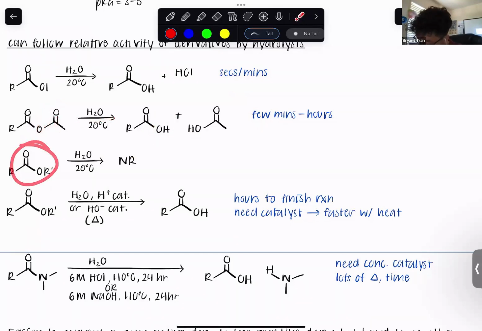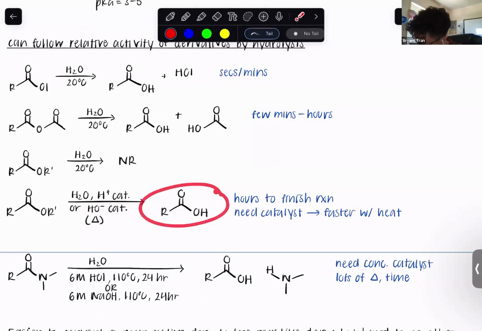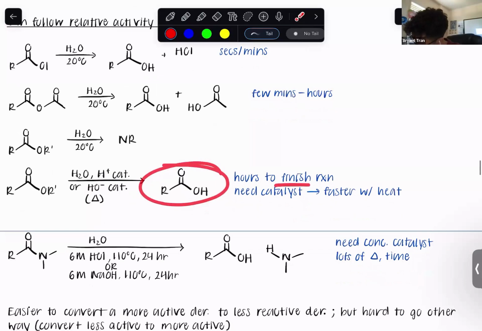Now, with the ester, if we're just given water with no acid, no heat, and no base as well, there's going to be no reaction because the ester requires acid or base catalyst or heat to go through. Now, for the next one right here, we have an ester with an acid or base catalyst. So we can do hydrolysis to get that carboxylic acid right there, right? But it takes hours to finish the reaction because this is one of the lesser reactive derivatives.